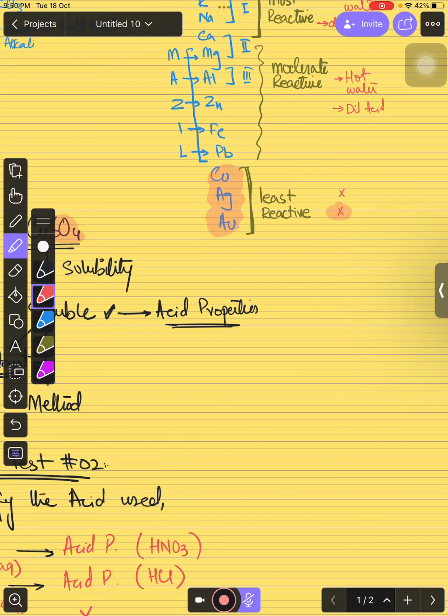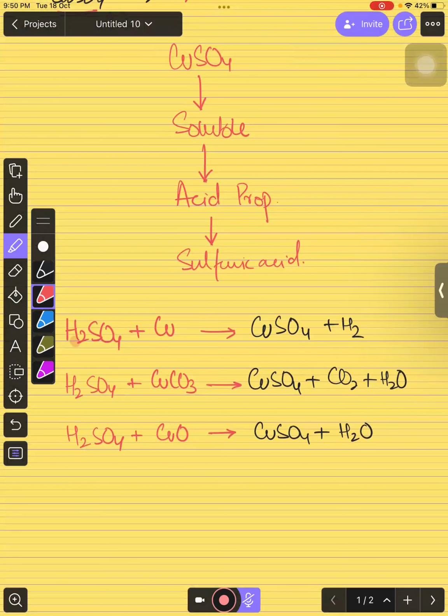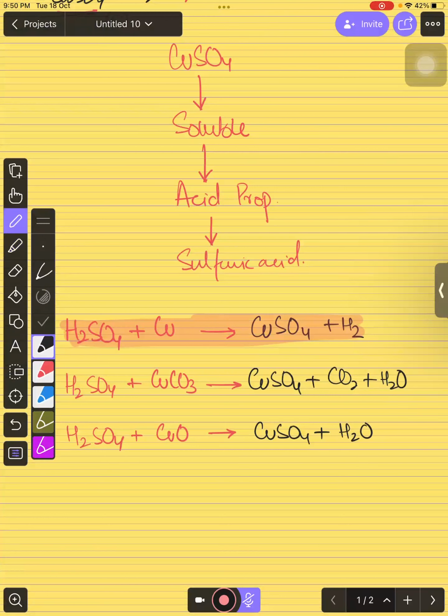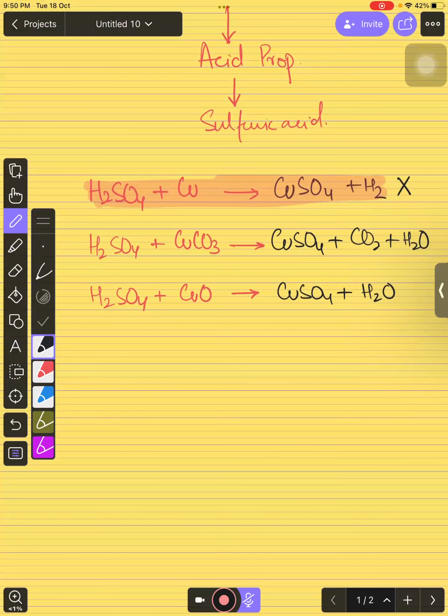Yes, sir. That means reaction number one is not possible. Copper cannot react with dilute acids, right? So this is not possible, right? Is that right, children? Yes, sir. So we just have two possibilities by which we can form salts.